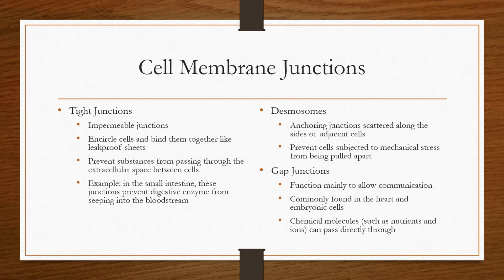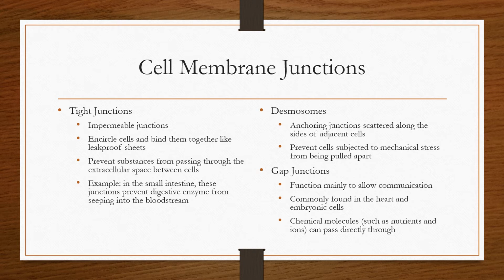Then desmosomes. You can find these in heart muscle cells and skin cells. They're anchoring junctions scattered along the sides of adjacent cells. They prevent cells subjected to mechanical stress from being pulled apart. Obviously, you don't want your muscle cells that are working very hard to pump oxygenated blood to your body to tear apart.